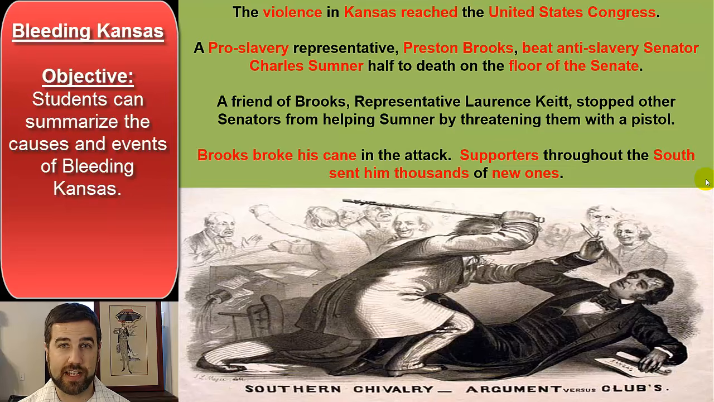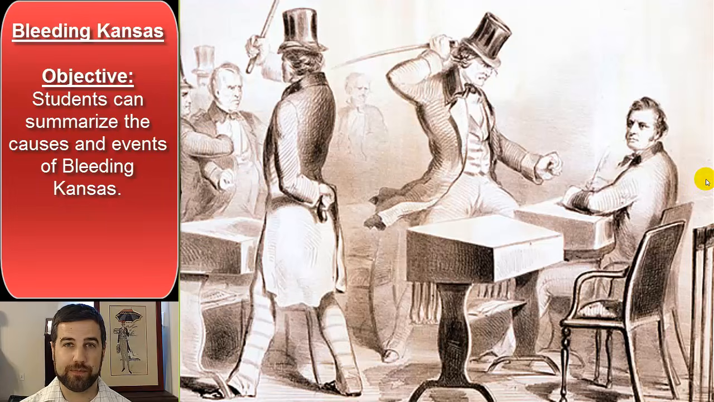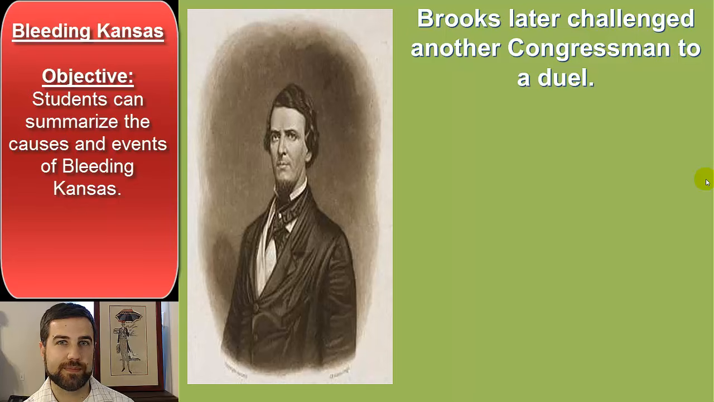So we have violence taking place in Kansas. Now we have violence taking place in the House and the Senate, in Congress, and we're going to have members of Congress coming to meetings armed with their pistols. So they're not sure if something like this will happen again. And here's another picture showing the attack here on Charles Sumner as he's just sitting at his desk. This is a couple days after he gave his speech that Preston Brooks didn't like.